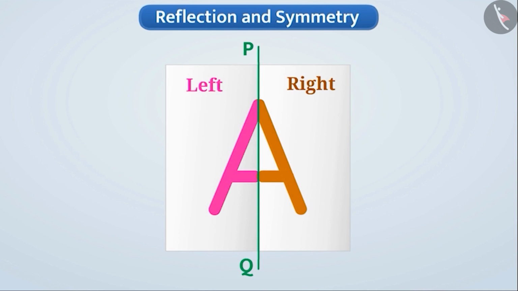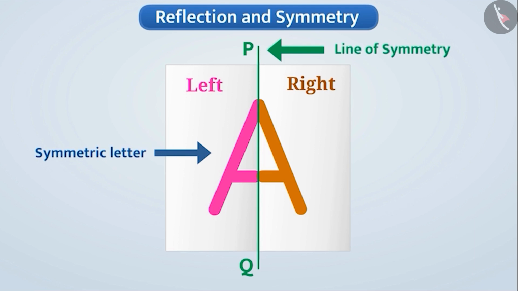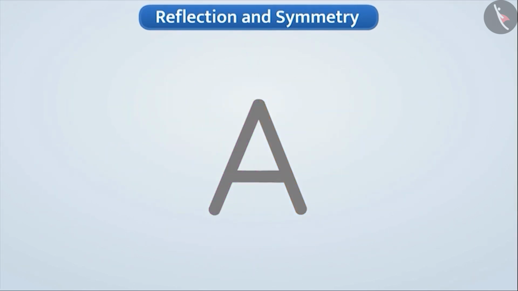If we look here, the left half of A and the right half of A are exactly identical to each other. What does this tell you? Think a little. Absolutely correct. This shows us that A is a symmetric letter and PQ is a line of symmetry. Imagine that we have placed a mirror in place of the symmetric line PQ.